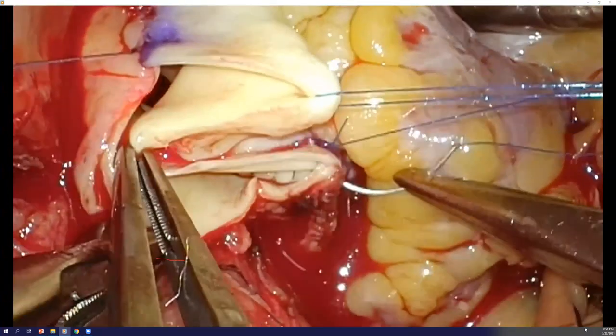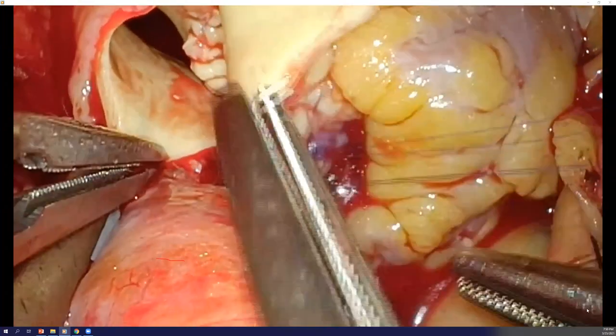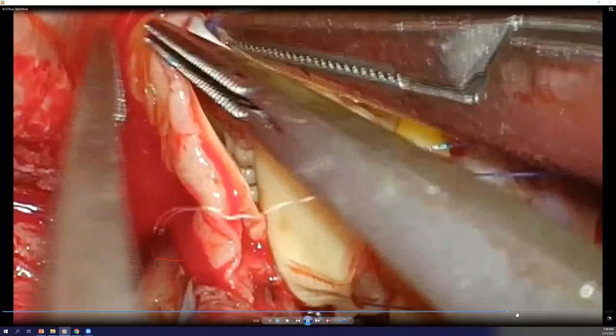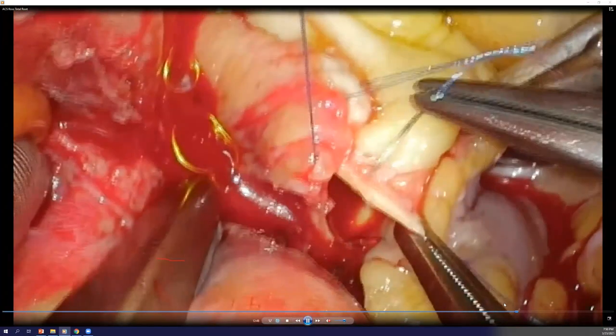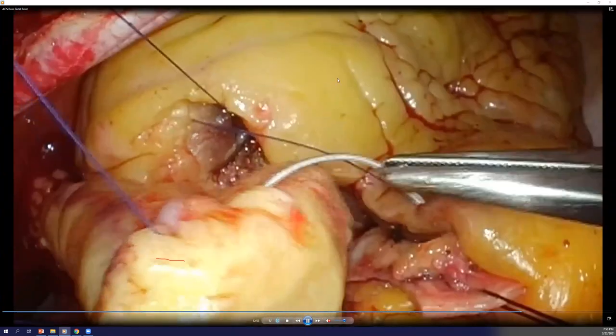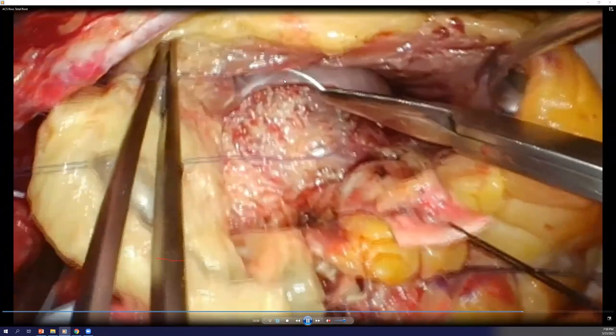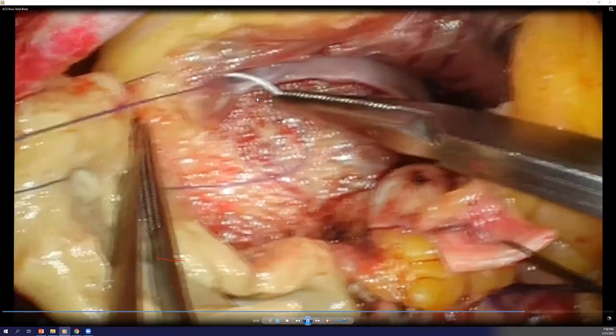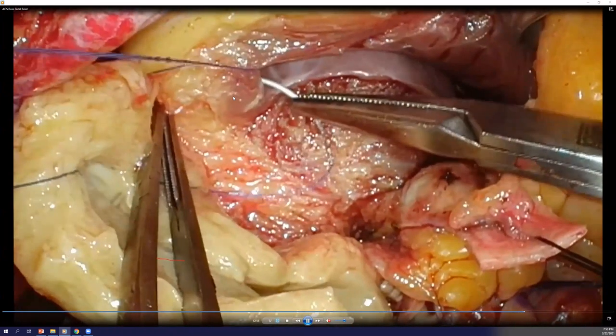There's not much about this distal anastomosis here. I'll just skip through the video a little bit to take you to the proximal anastomosis here. This is the proximal anastomosis, and the only thing you have to bear in mind is the first few sutures. This is the area where the first septal may be. So these sutures here have to be very thin.